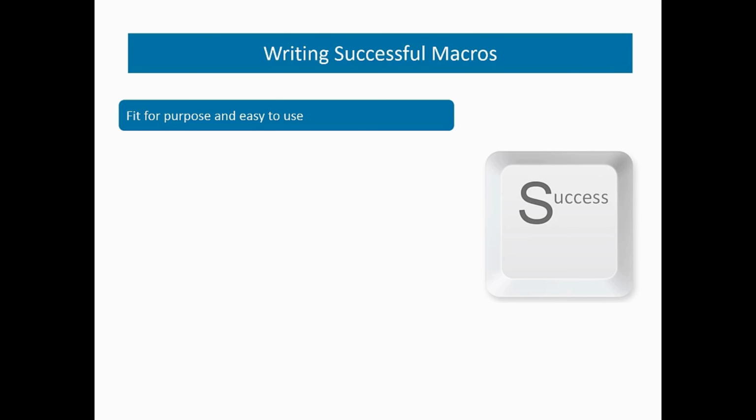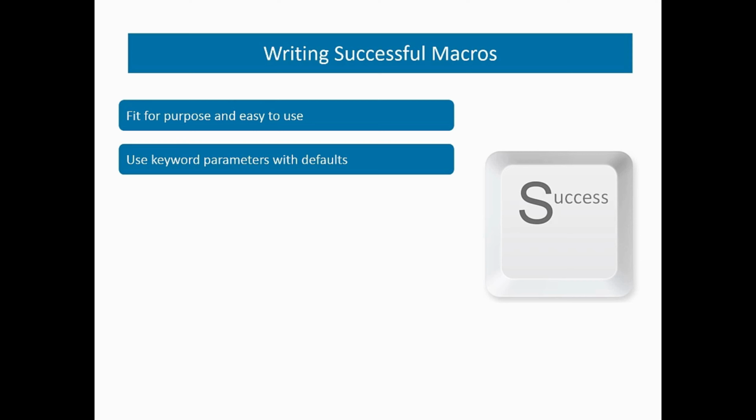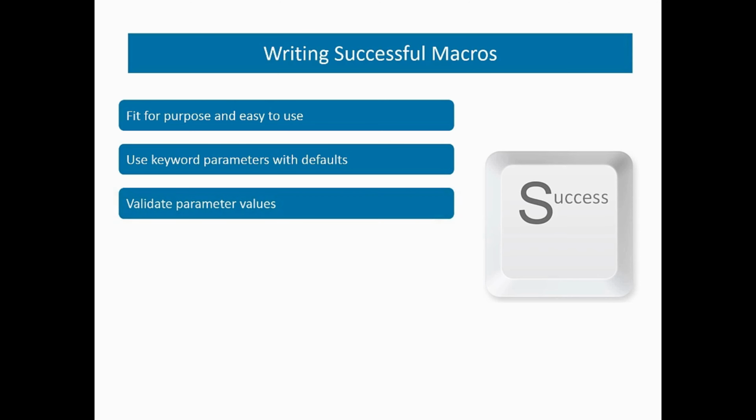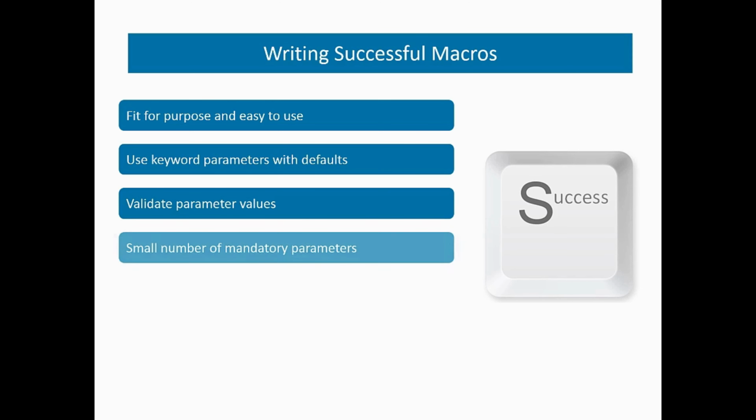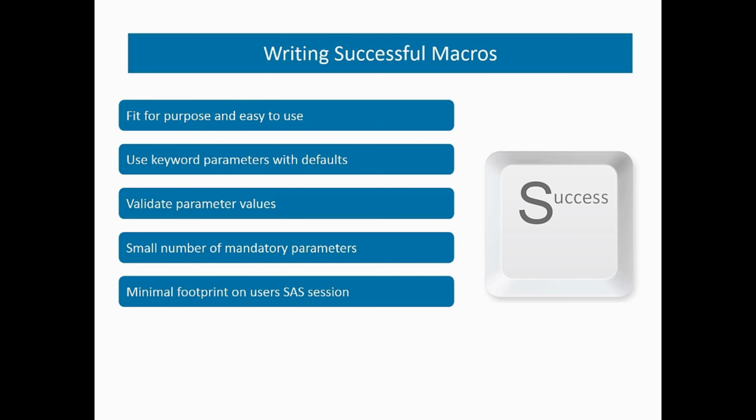Well, remember when designing macros to try and make your macros fit the purpose they were designed for and be as easy to use as possible. Try and use keyword parameters where possible. This makes the macro easier to call and allows us to define defaults. Always validate these parameter values as well, keeping an eye on case sensitivity and also whether macro quoting functions should be used to mask any special characters a user may enter. The number of mandatory parameters required should be kept at a minimum, and ideally your macro should perform its function without creating any needless work tables or macro variables that persist beyond the macro's execution.